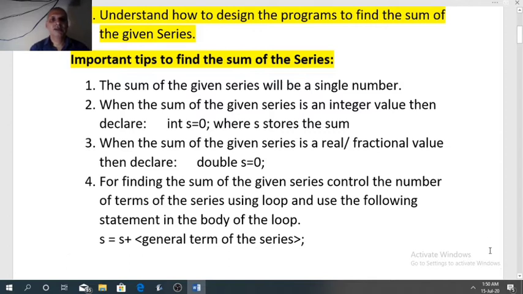Second point is sometimes the sum of all the elements will be an integer value, and sometimes it will be a real number or fractional number. So by watching the series it will become clear to you whether the sum will be an integer or a real number. If you think that the sum of the terms will be an integer value, then declare int s equal to 0, where s will store the sum of all the elements, and when you find that the sum will be a real number, then declare double s equal to 0.